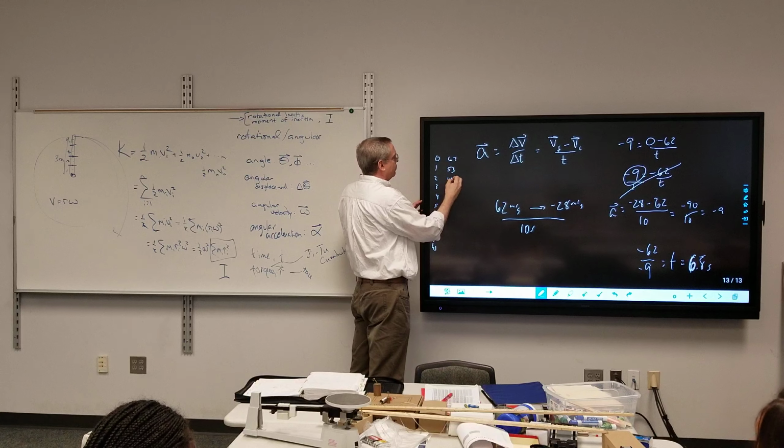Now, I wrote 6.8 and put the bar over the 8 because it repeats. If you just want to write 6.9, yeah, that's fine. I'm less picky about rounding on tests and quizzes.